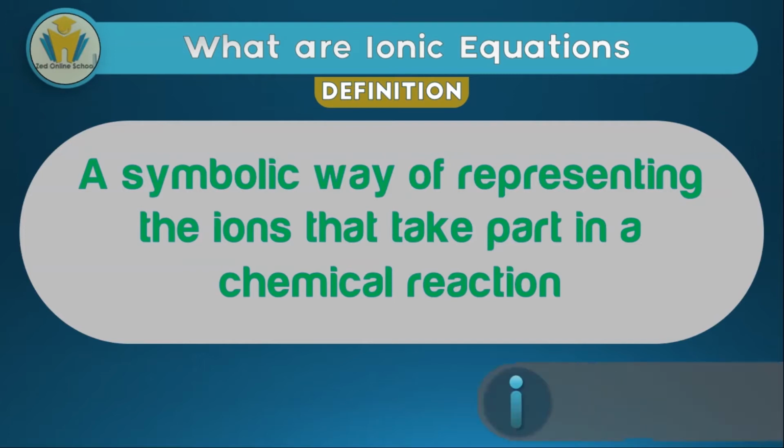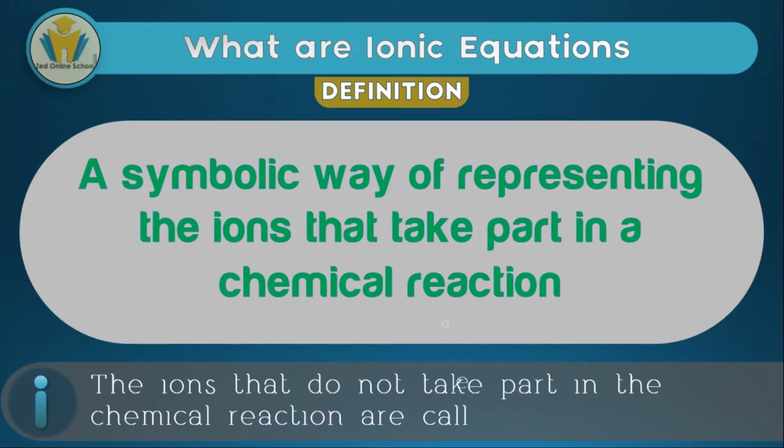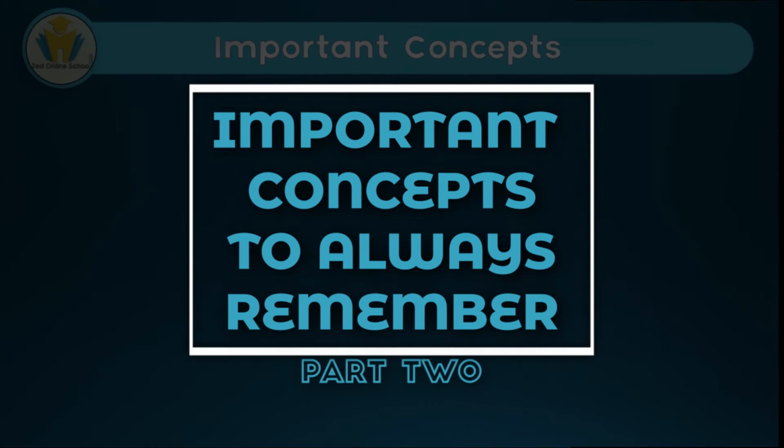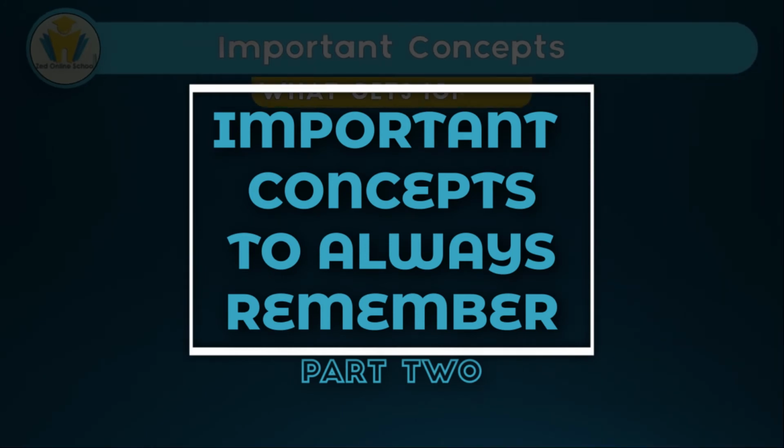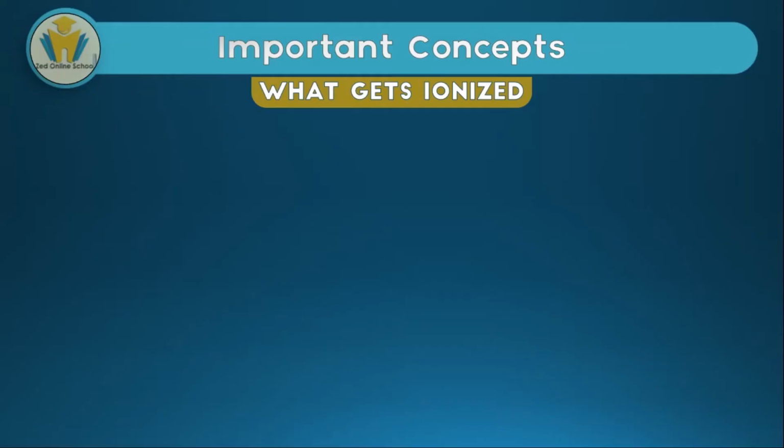Now, before we go any further, it's important that we know what spectator ions are. Not all the reactants in a chemical reaction are very useful. Some are just there, and those parts that are just in a chemical reaction playing no chemical function are called spectator ions. The second thing we need to look at are the important concepts you need to know before we start forming these ionic equations.